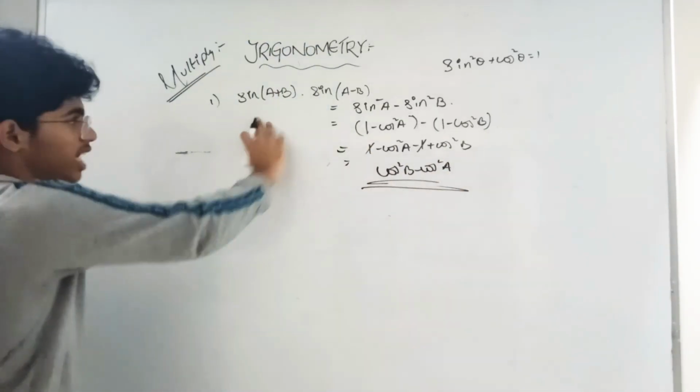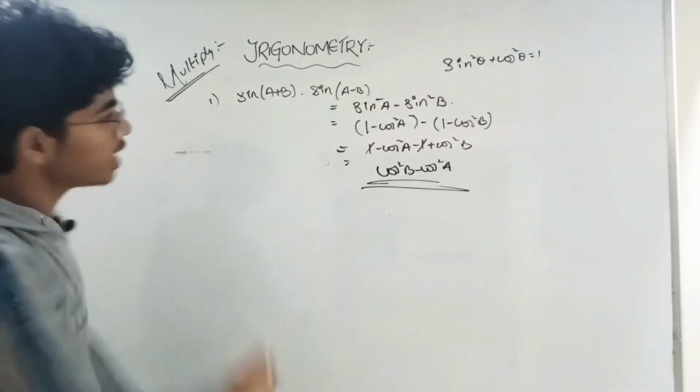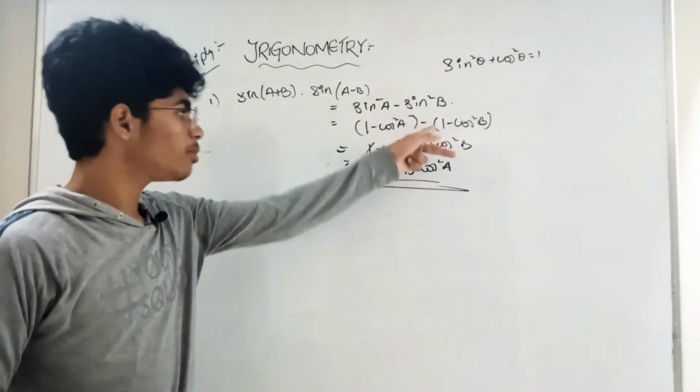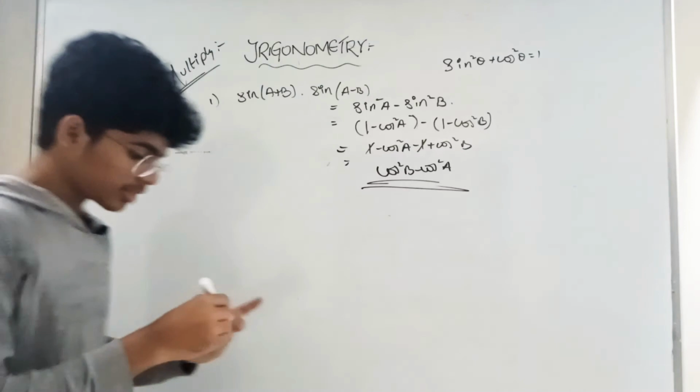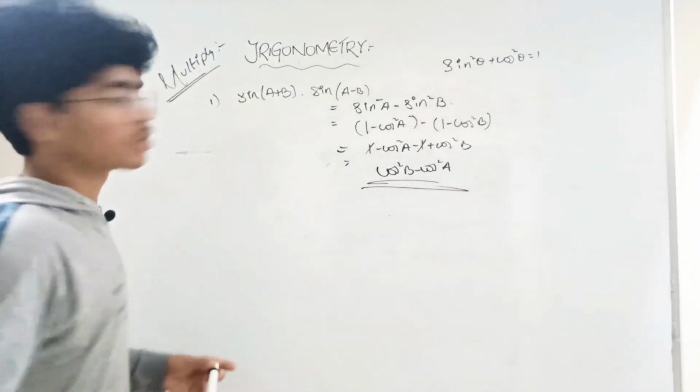So we can write sine of a plus b into sine of a minus b as sine square a minus sine square b, or cos square b minus cos square a. Okay? Clear?